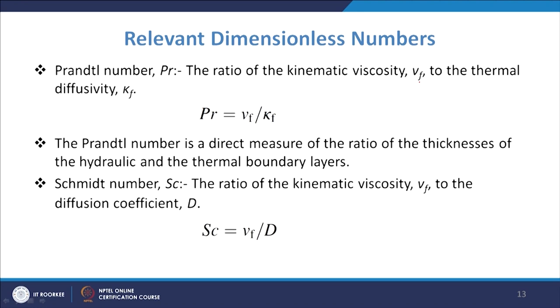You have another relevant dimensionless number, that is the Schmidt number Sc, and it is the ratio of the kinematic viscosity to the diffusion coefficient D, which we have already seen earlier also. Many a times we also have the turbulent Schmidt number and so on. So, this basically is the ratio of the kinematic viscosity nu f to the diffusion coefficient D, and this is the Schmidt number.